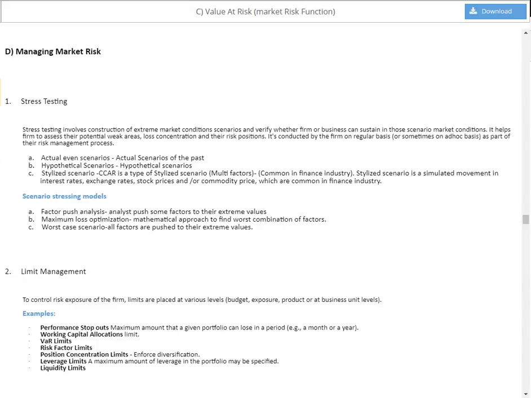Hi, today we're gonna cover market risk, other areas like stress testing and limit management. Stress testing involves construction of extreme market condition scenarios and verify whether a firm or business can sustain in those market conditions. It helps firms to assess their potential weak areas, loss concentration, and their risk positions. It's conducted by the firm on a regular basis or sometimes on an ad hoc basis as part of their risk management process.